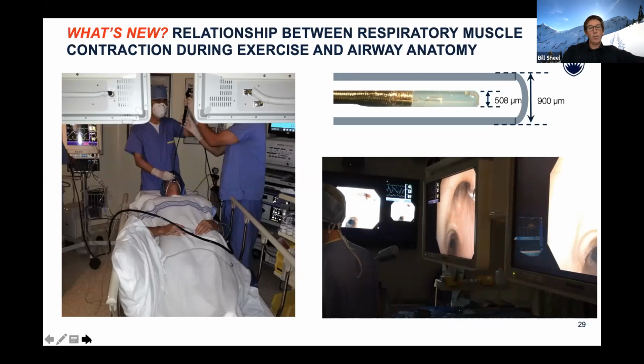So what's new? This is what we've been doing lately, trying to understand the relationship between respiratory muscle contraction during exercise and specific measures of airway anatomy. And so what this is, a participant, me, in fact. It's what happens when you come up with ideas, you get to go first, with a bronchoscope. So we're down at a bronchoscopy suite, and these are our colleagues there, Dr. Lamb, who has a bronchoscope in me. I'm unconscious. And what happens is the bronchoscope is advanced, and then they open the biopsy port.